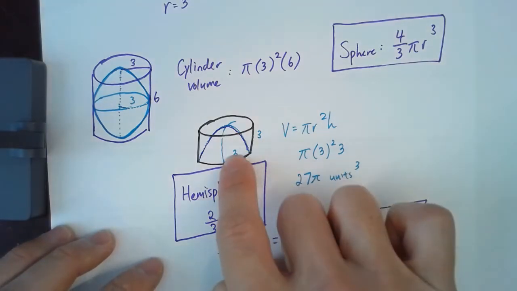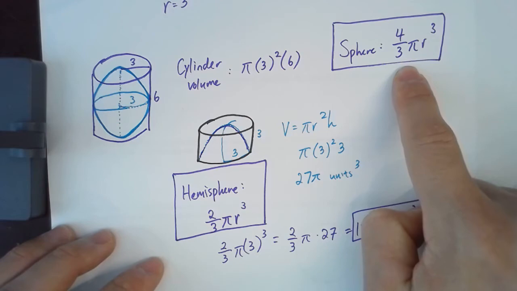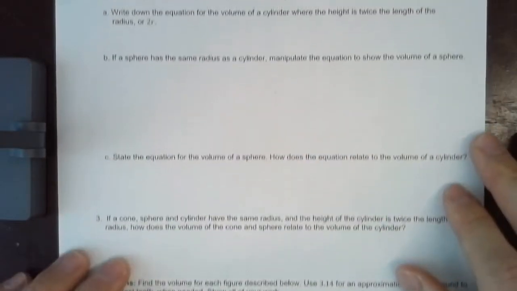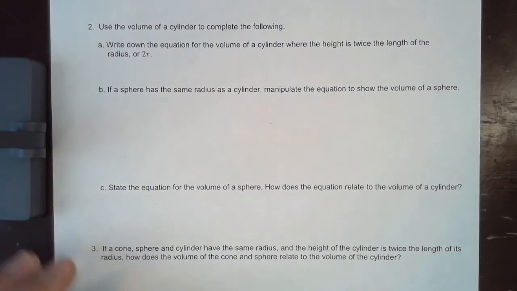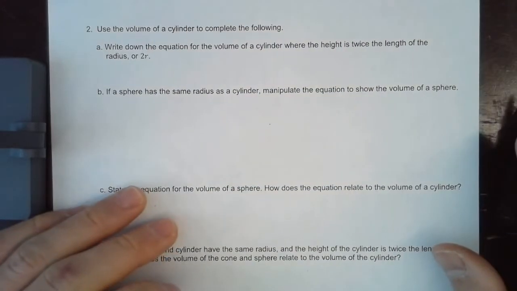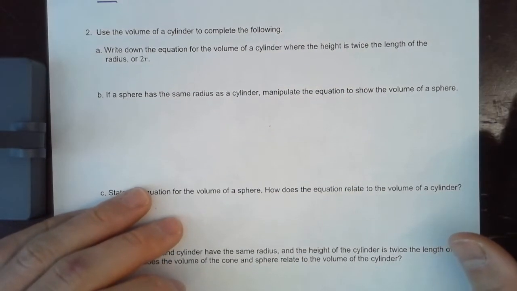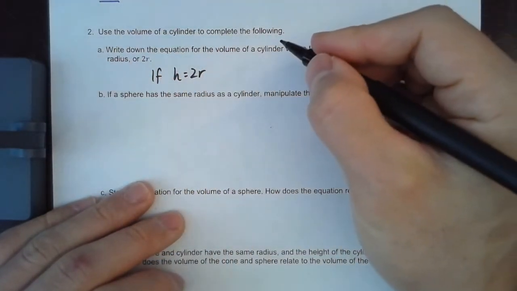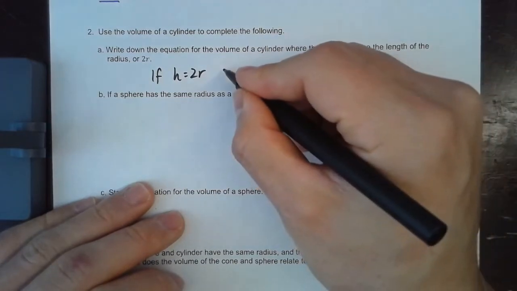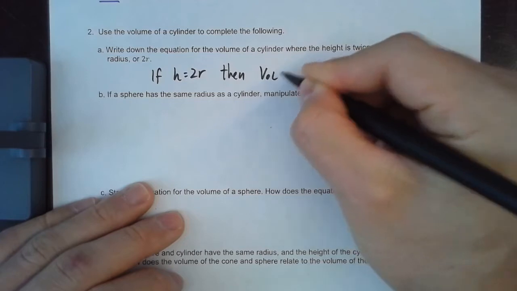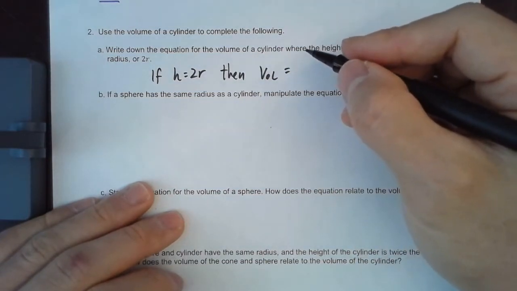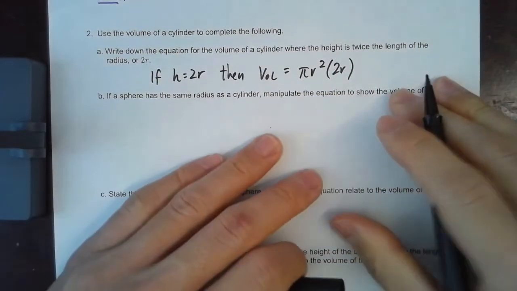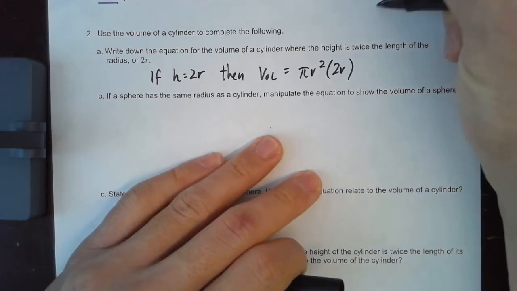And if you know that, then you know that a full sphere is going to be 4/3 pi r cubed. Okay. Obviously, I know you may have questions on that, so let's just write this down one more time. Write down the equation for the volume of a cylinder where the height is twice the length of the radius, or 2r. So if h is equal to 2r, then technically the volume of this cylinder would be pi r squared times 2r, right? Because we said that the height is 2 of the radius.